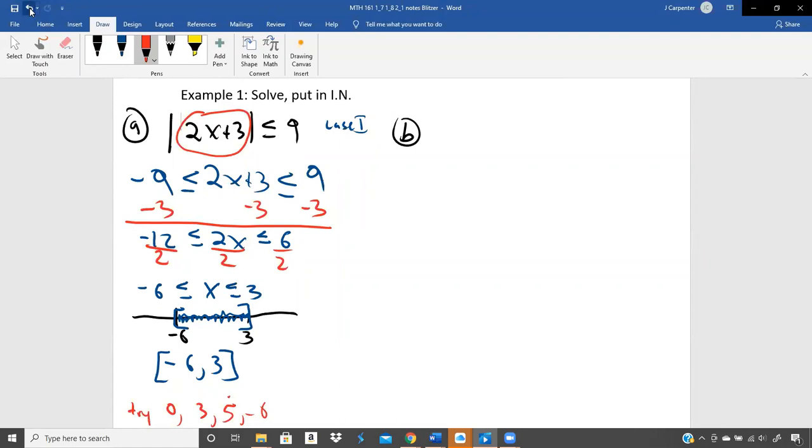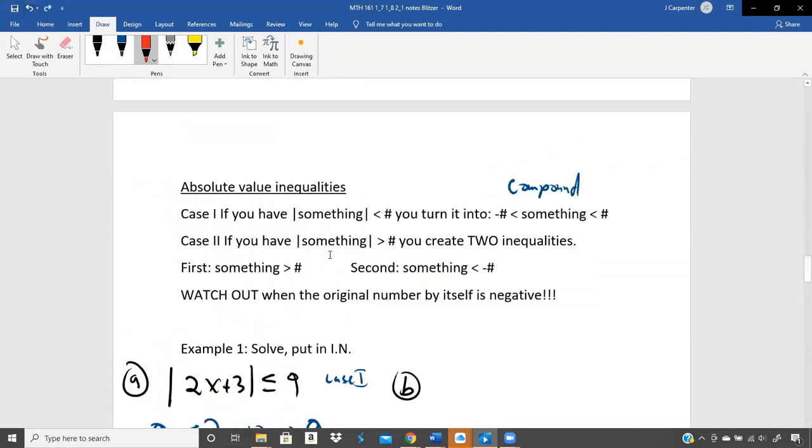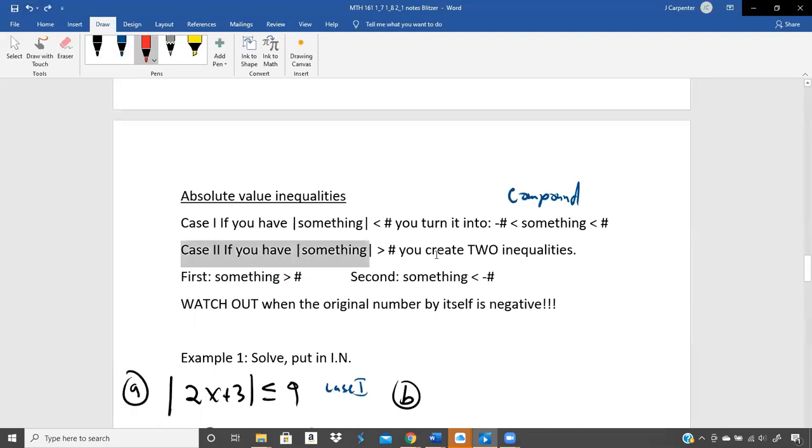But if this was a greater than or equal to, it's the exact opposite scenario. If this was greater than, that means you would need this thing to be bigger than 9 or to be less than negative 9 to actually make it hold true, which is why this second case, which we'll finally talk about, is the way it is, and that's these two lines. So the second case is if you have the absolute value bigger than the number, you create two inequalities.